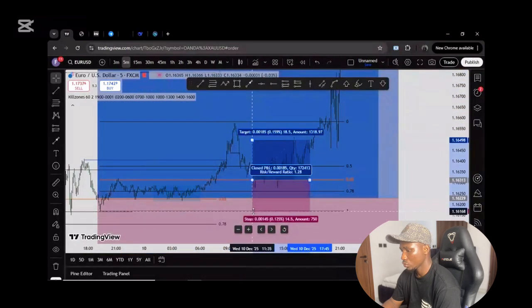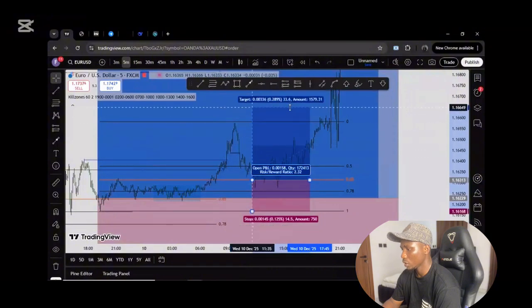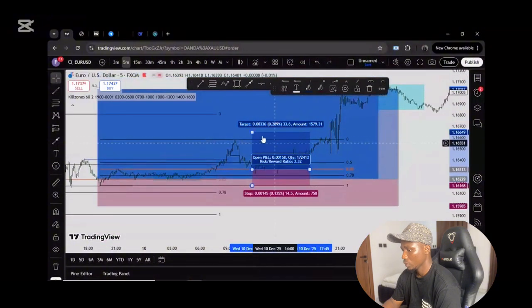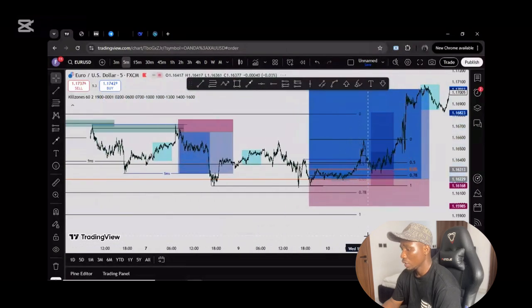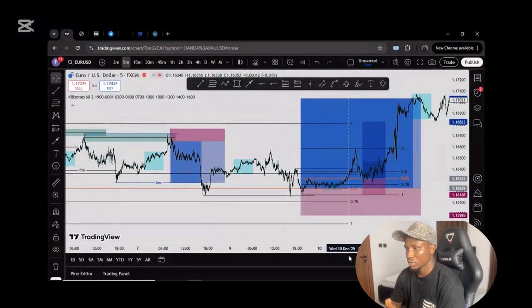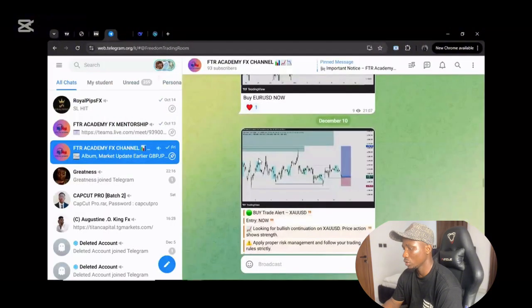And then my stop loss was just below this level. And then we will start getting 3R. So this was the second trade I took. Like, I already understand the bias. I already understand what the market is going to do. If you go to my Telegram channel, you're going to see the first trade I sent.